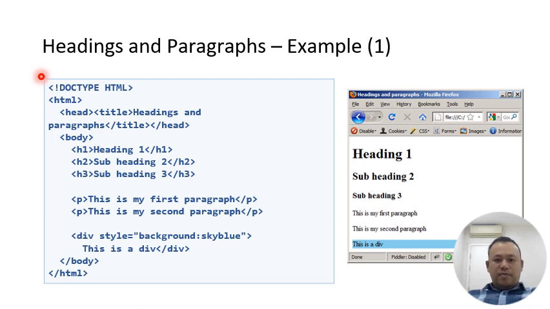So this is an example of heading and paragraph you can see here. Here is the code in HTML and on the right is the website for viewers or visitors. We have the title of the website, we have the body, and we have heading 1, heading 2, heading 3. We have two paragraphs like this, and we also have a division. I will talk about division in the next slides.